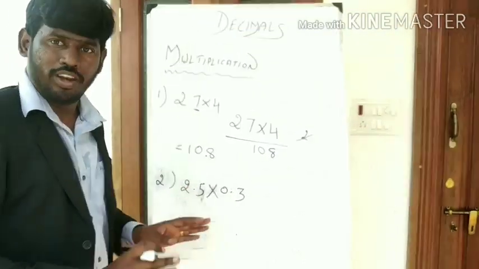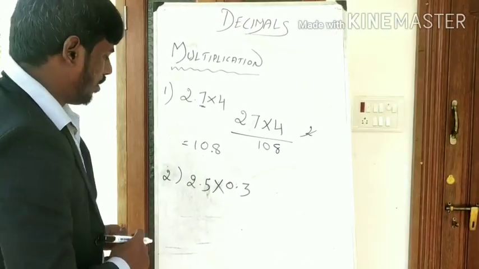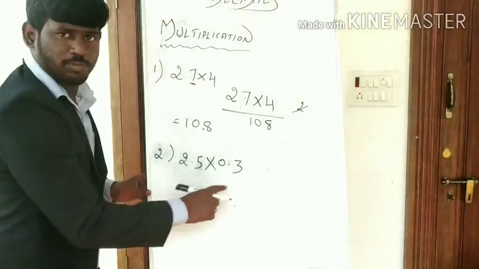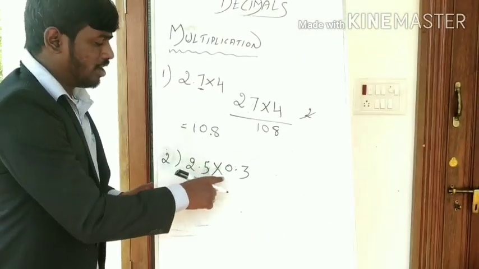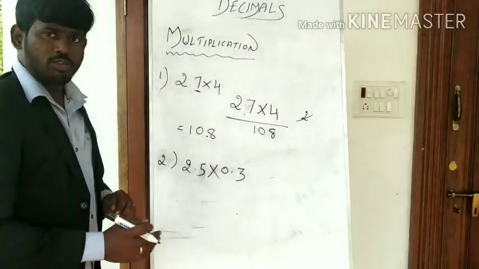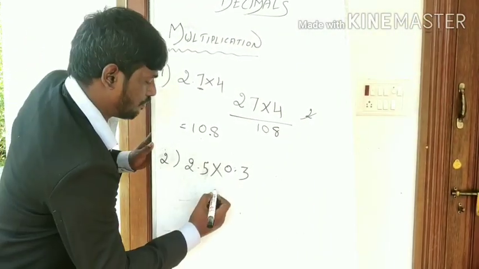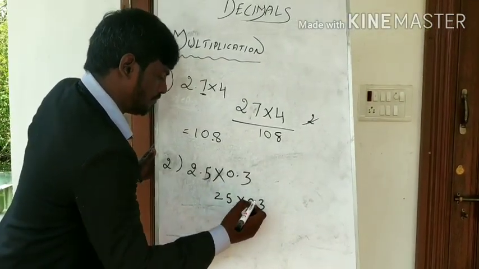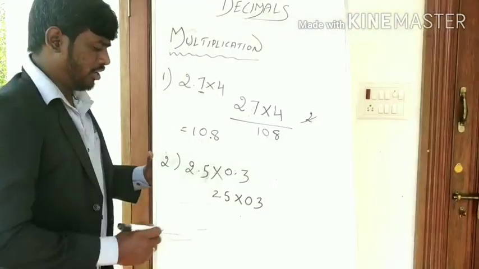It's very simple. Then question number 2. Here a decimal number is multiplied by a decimal number. 2.5 is multiplied by 0.3. Now when you are multiplying, you don't mention the decimal point. 25 into 03.